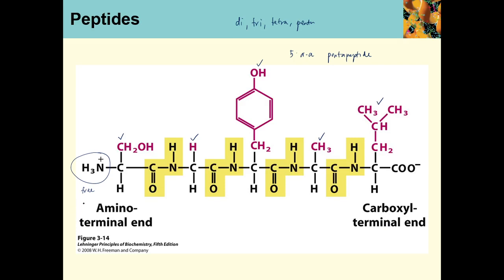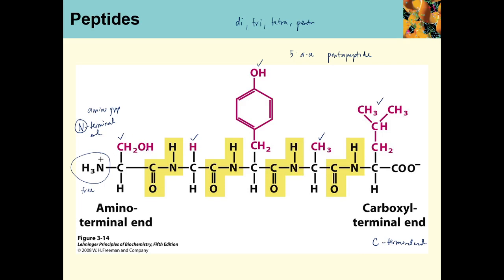So if you're having a hard time memorizing amino terminal end, you can also use the term N terminal end. So when we say N terminal end, that also refers to the amino group. On the other hand, your carboxyl terminal end can also use the term C terminal end. So C referring to your carboxyl group. Okay? So let's try to identify what are these 5 amino acids linked together.